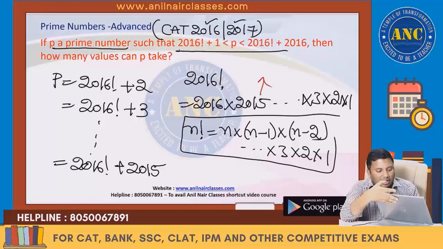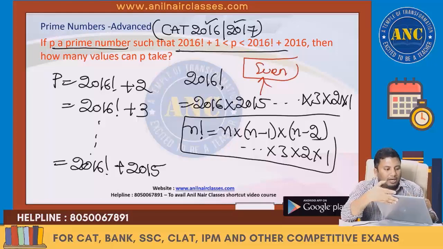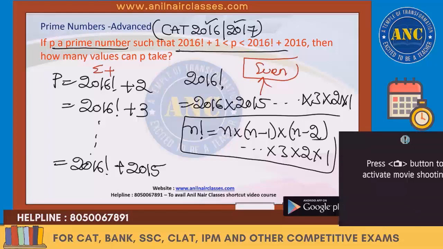2016 factorial contains an even number, and it is multiplied by any number, so it is an even number. 2 is an even number. Even plus even is an even number. There is no even number other than 2 which will satisfy.